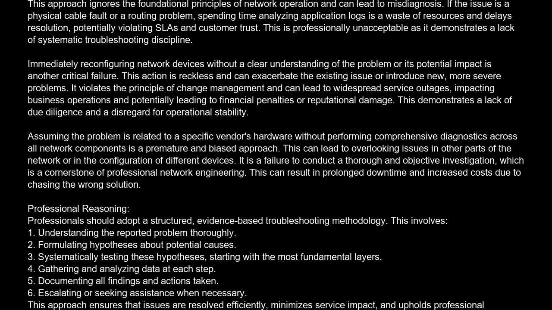4. Gathering and analyzing data at each step. 5. Documenting all findings and actions taken. 6. Escalating or seeking assistance when necessary. This approach ensures that issues are resolved efficiently, minimizes service impact, and upholds professional standards of competence and responsibility. Adherence to vendor best practices and established network troubleshooting frameworks is paramount.